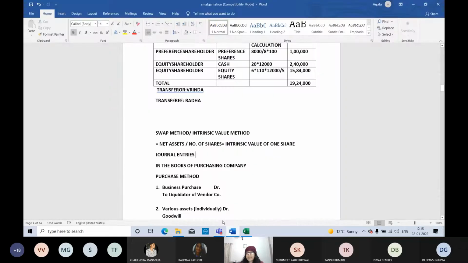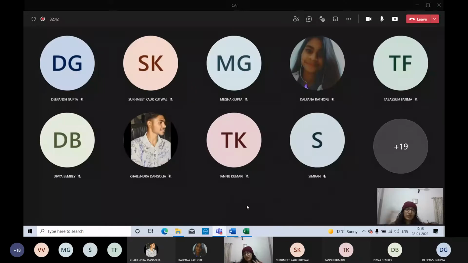Please remember, I told you there are 2 methods: one is the purchase method, and one is the merger method. Today we are going to talk about the journal entries in the books of the purchasing company using the purchase method, which means if any of the 5 conditions is not fulfilled, we are going to follow this method. Is it clear? I hope you are taking your notes.